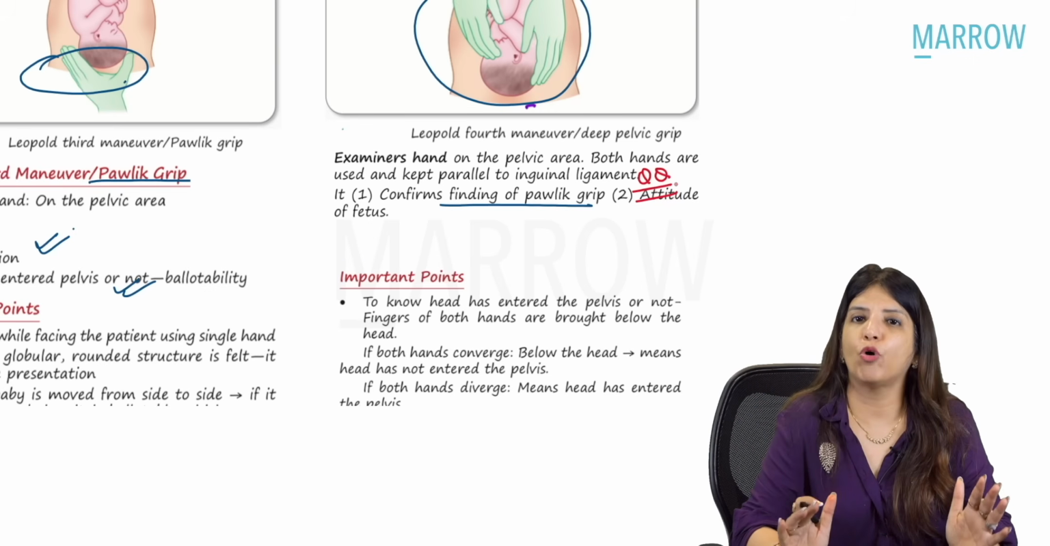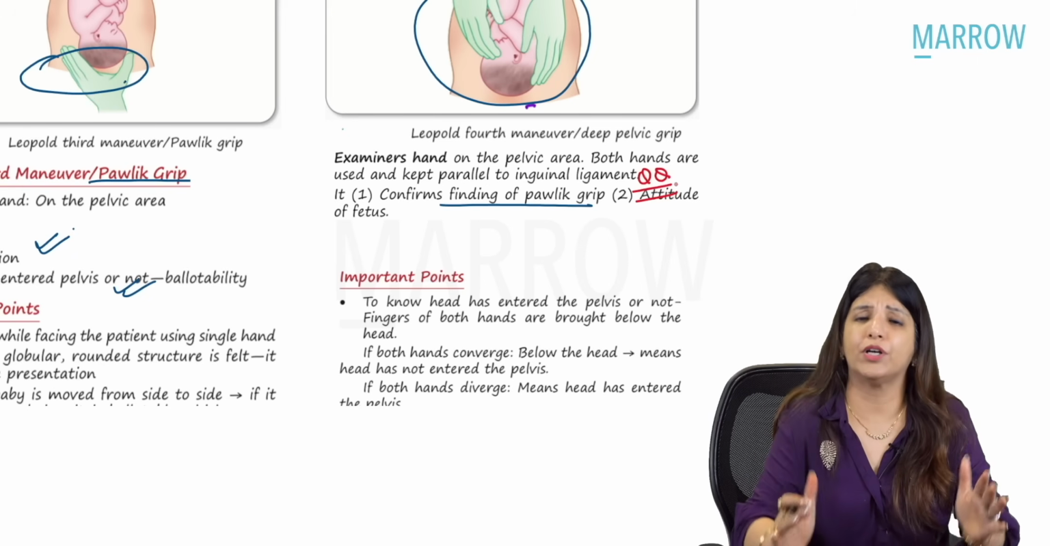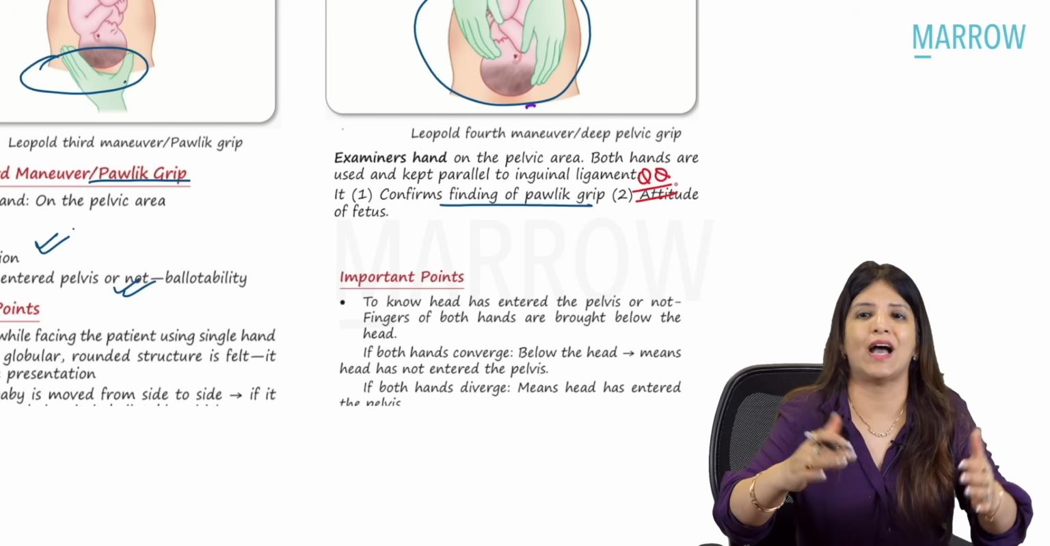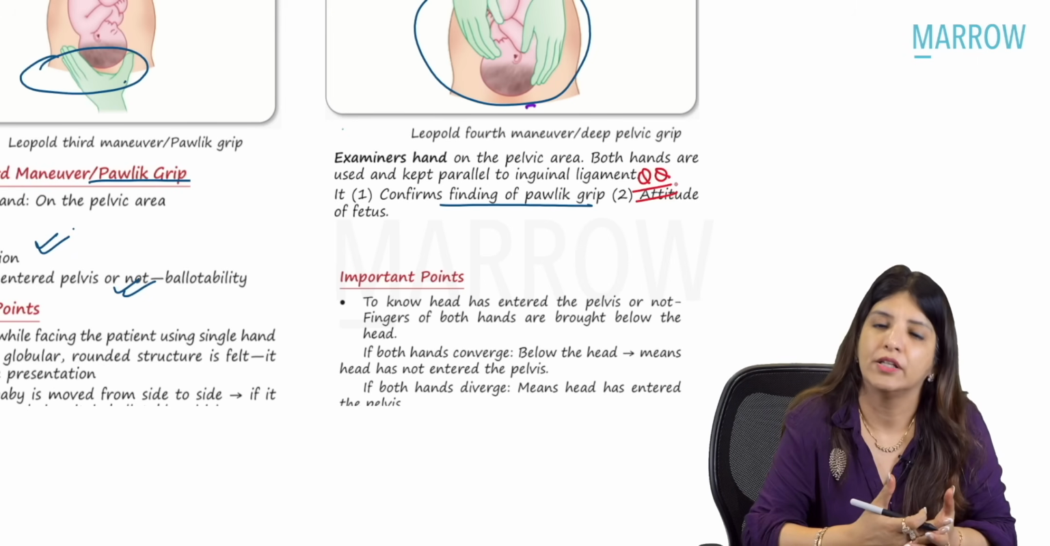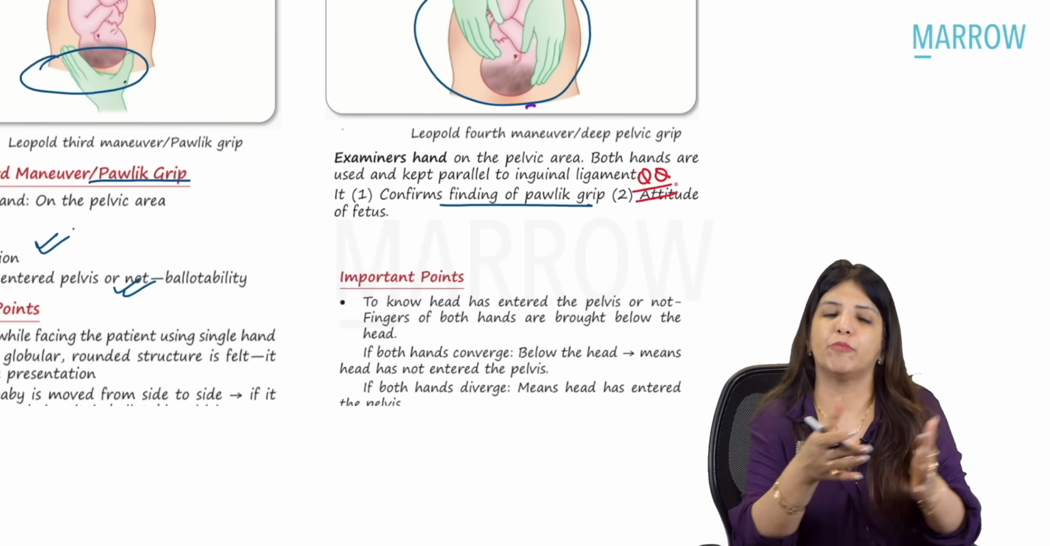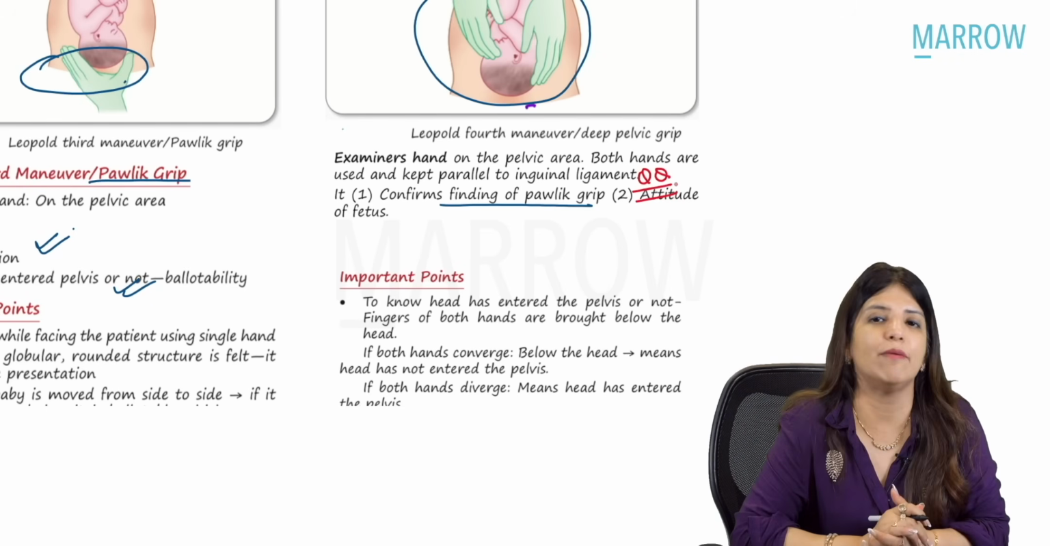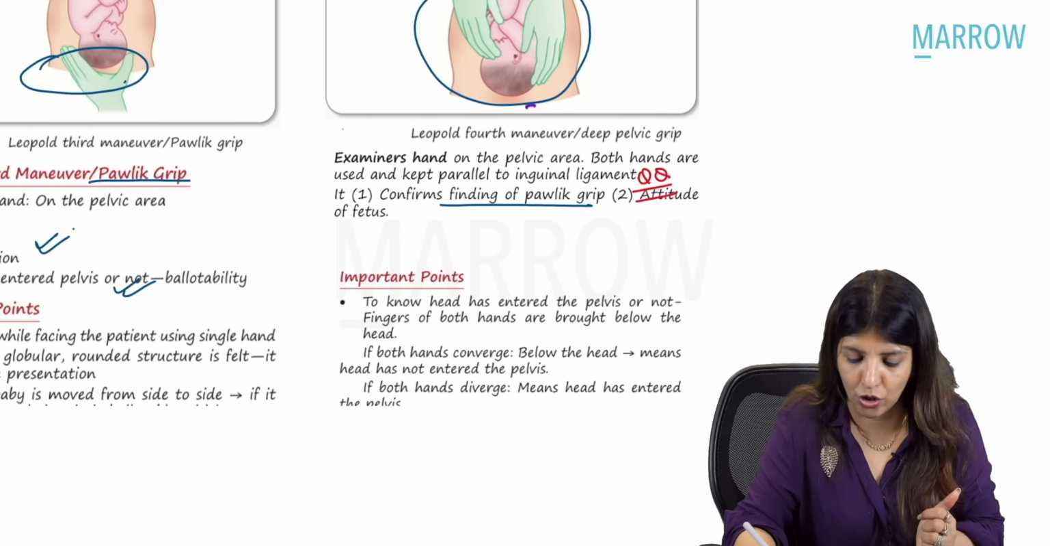So these are Leopold's maneuvers, very, very important. Depending upon the position of the hand, you can tell whether it is the fundal grip, the umbilical grip, the Pawlik grip or the deep pelvic grip. Clear to all of you?